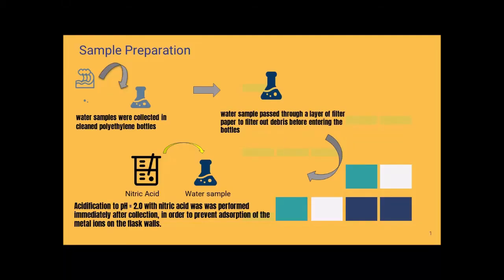For sample preparation, first, the water samples were collected in clean polyethylene bottles. Before the water samples were collected into the bottles, they first passed through a layer of filter paper to filter out debris. Next, the treatment of the sample water was carried out immediately by acidification to pH 2.0 with nitric acid to prevent absorption of metal ions on the flask wall.